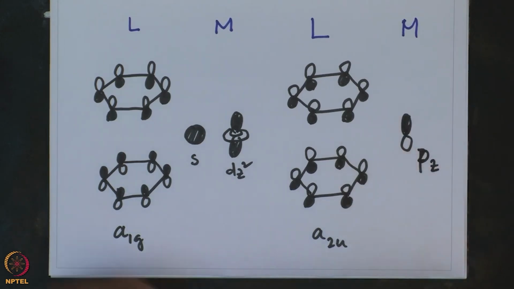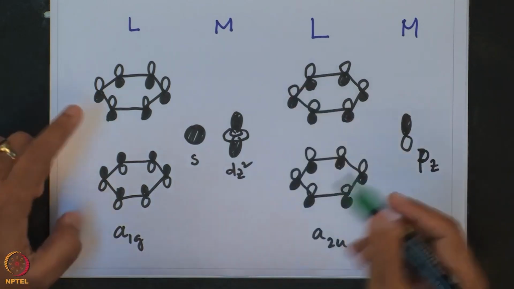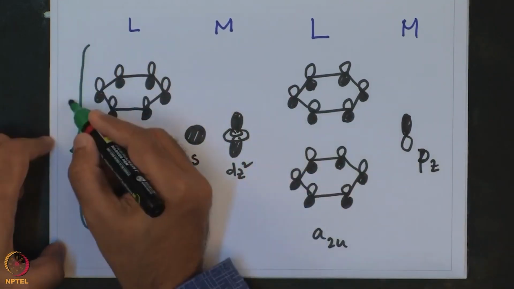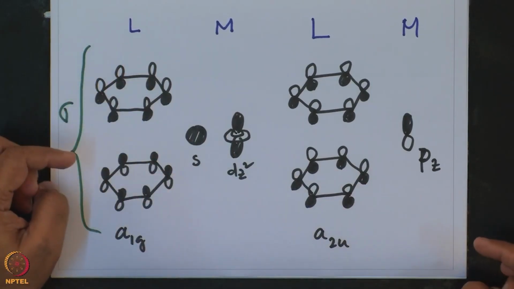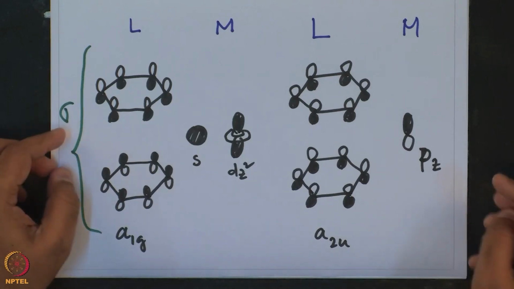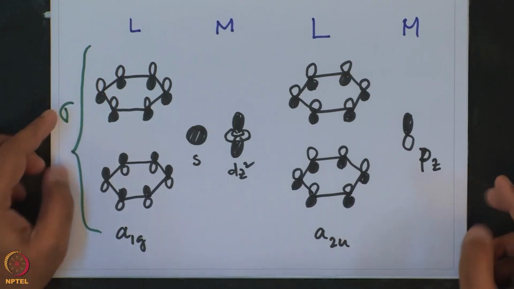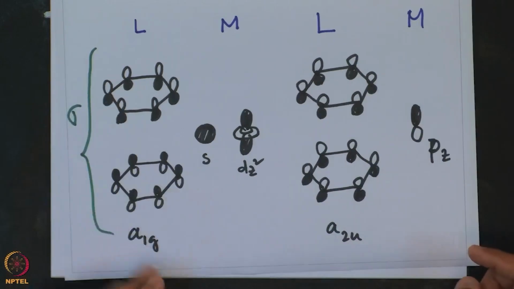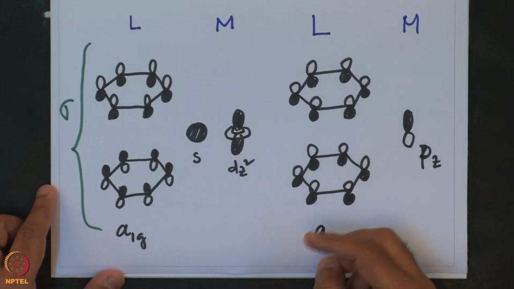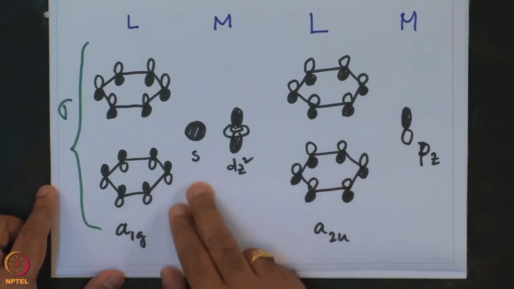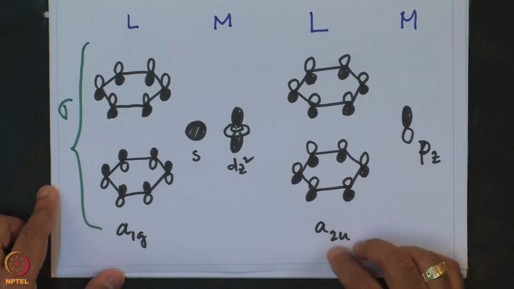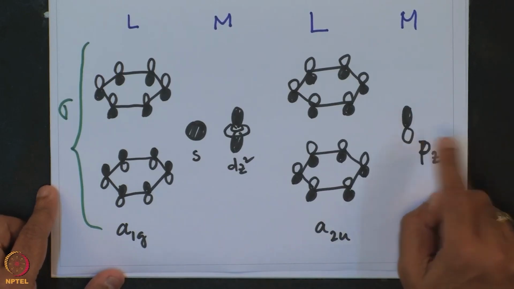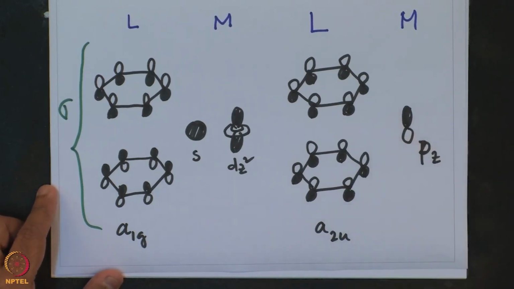The interesting thing about these interactions is that all of them are sigma type interactions, where the electron density is maximum at the interacting internuclear axis. So, this A1G orbital of benzene in the bis arene complex would interact in a sigma fashion with s and dz square, whereas A2U would interact in a sigma fashion with the Pz orbital.